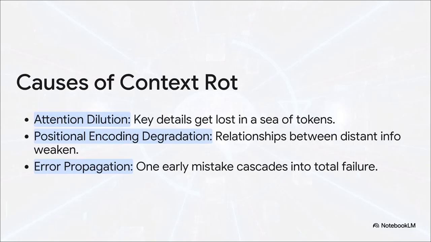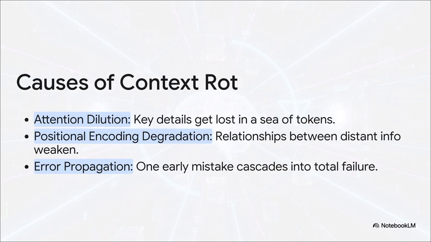Okay, so it really boils down to three main culprits. First, you've got attention dilution. Just imagine you're trying to listen to 10 different conversations at once. You're going to miss stuff, right? That's what happens to the AI. Second is positional encoding degradation, which is a fancy way of saying the model loses track of how the beginning of a document connects to the end. And finally, and this one is a real killer, error propagation. One tiny mistake early on can snowball and completely derail the entire process.